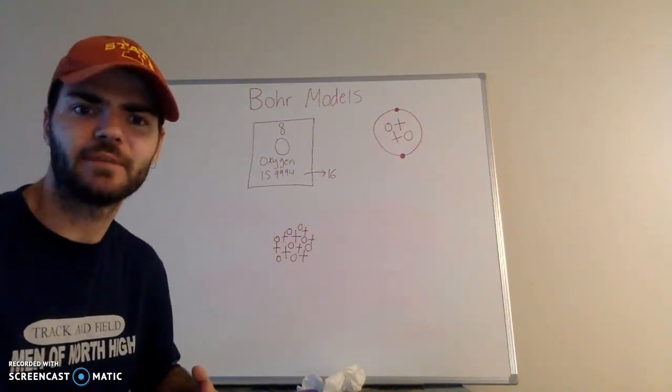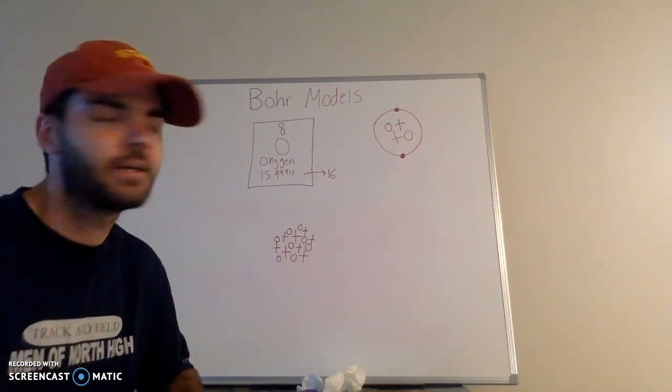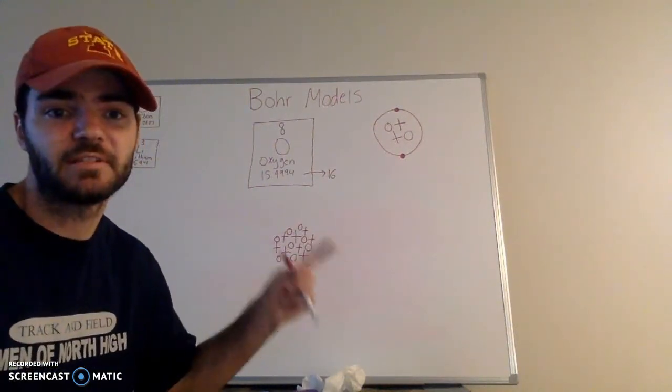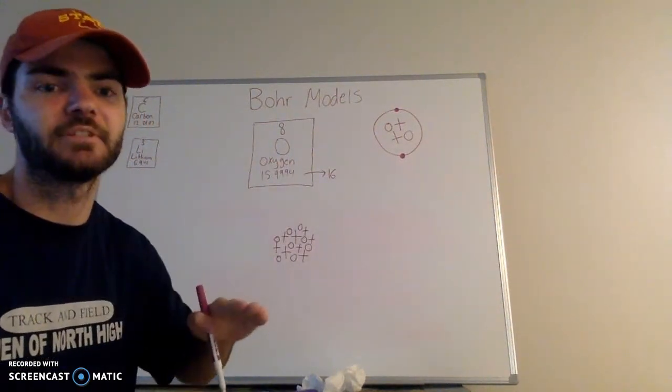And that makes sense, right? If we want this atom to be stable and not crazy, not wild, we want there to be as many positives as there are negatives. If we have 8 positively charged things, we want to have 8 negatively charged things.